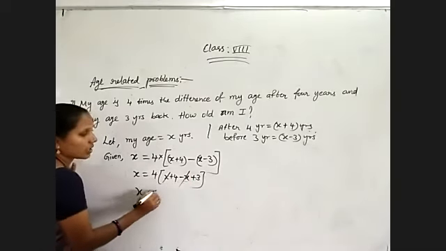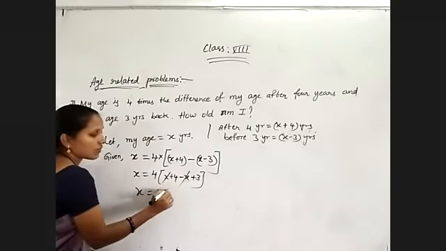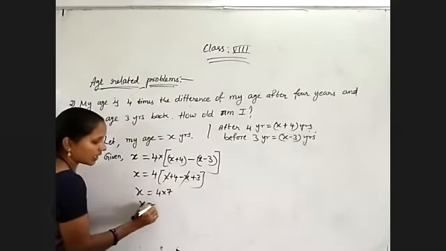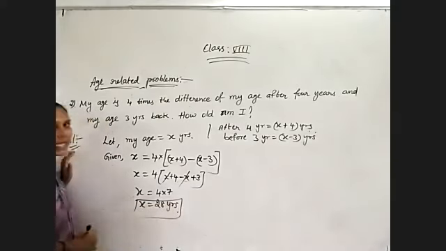X is equal to 4 into, 4 plus 3 is equal to 7. 4 sevens are 28. X is equal to 28 years. So what is my age? 28 years.